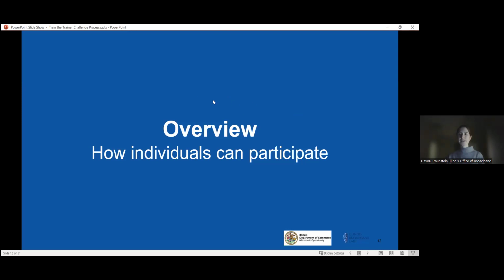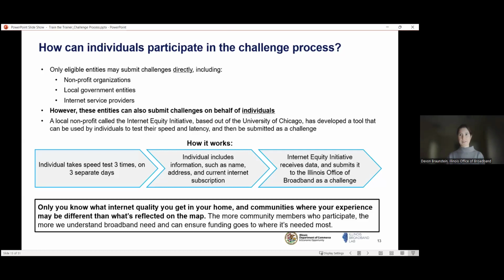So next, we're going to go through how individuals can participate. So how can individuals participate in the challenge process? This is what we're going to focus on for the bulk of today.